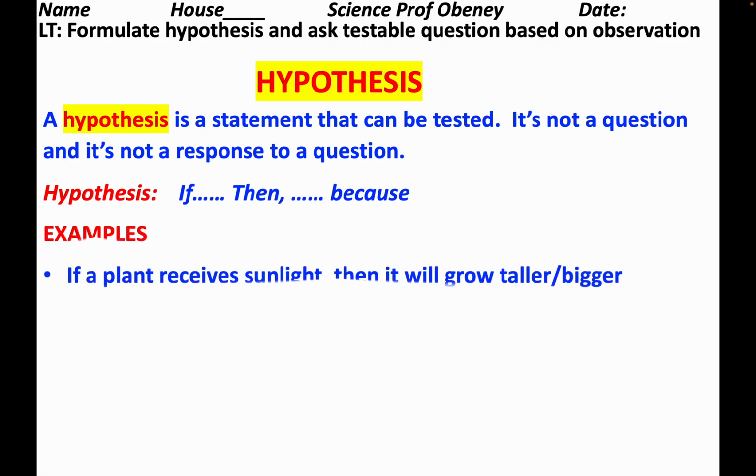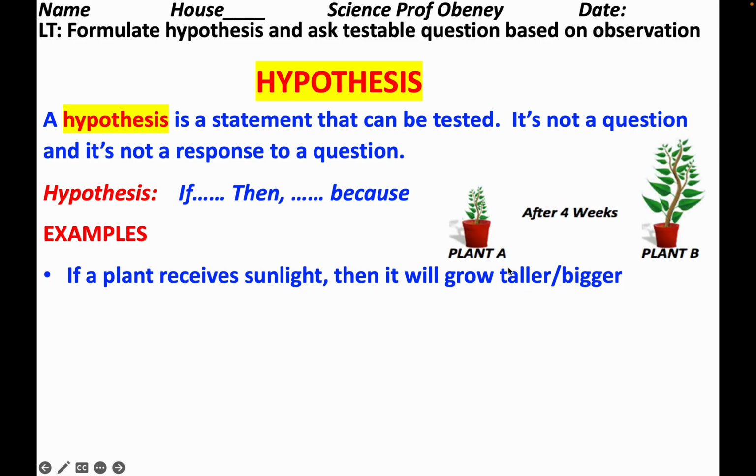Let's take a look at some examples of hypotheses. If a plant receives sunlight, then it will grow taller or bigger. So here we have plant A, plant B after 4 weeks. And we can observe that plant B has grown bigger or taller than plant A. And our hypothesis is that plant B receives sunlight and therefore it grew taller. So if a plant receives sunlight, it will grow taller. You can also simply say sunlight affects plant growth. It's a statement that has a cause and the effect.